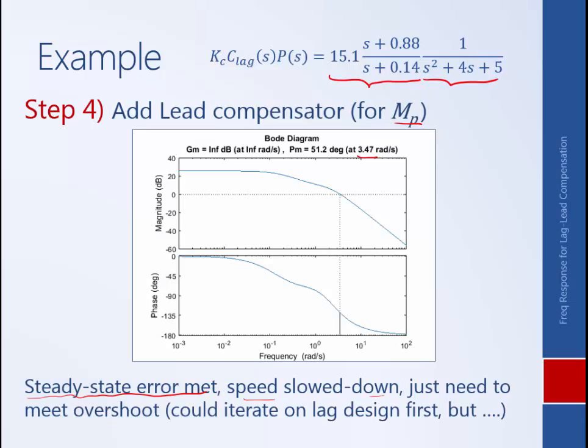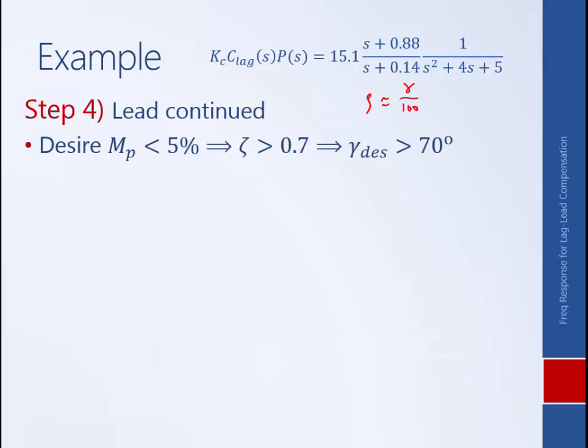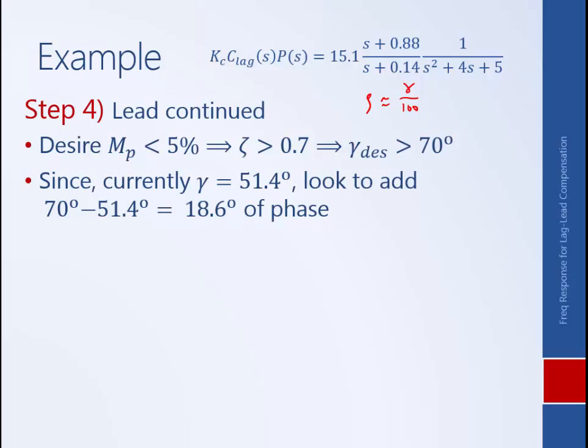If we look at the previous slide, our phase margin is approximately 51 degrees. And so if we want to achieve 70 degrees, we're going to need to add some phase margin. We're going to need to add some phase lead with our lead compensator. So it's about 51.4, 51.2. That corresponds to about 18.5 degrees of extra phase that we need to add.